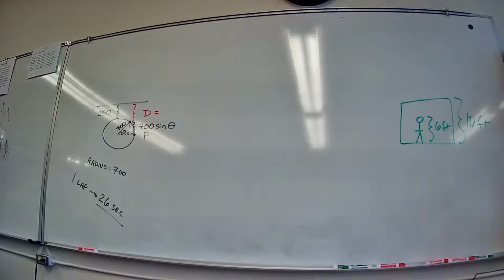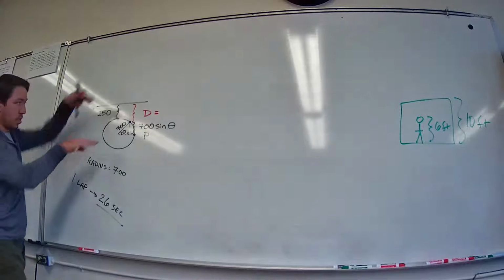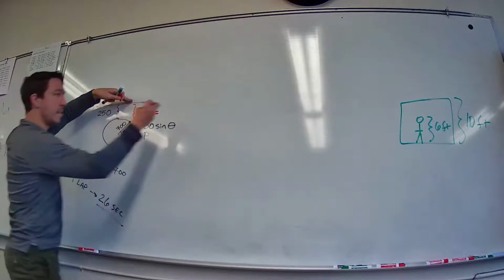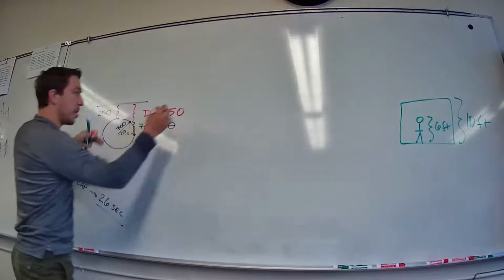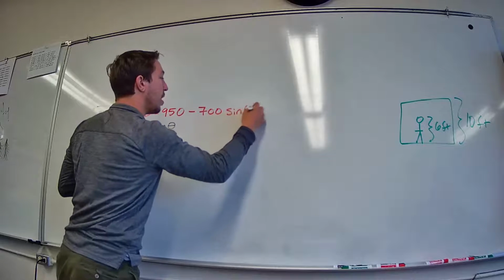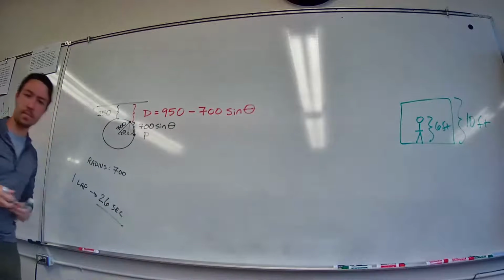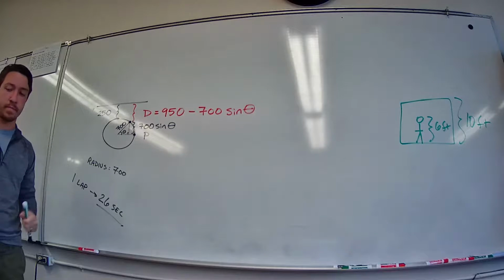How far is Bob's head from the ceiling? You go the big distance minus the other distance, right? So same thing here. The big distance is 950, and you are just subtracting away that smaller distance of 700 sine of theta. We feel all right about that?